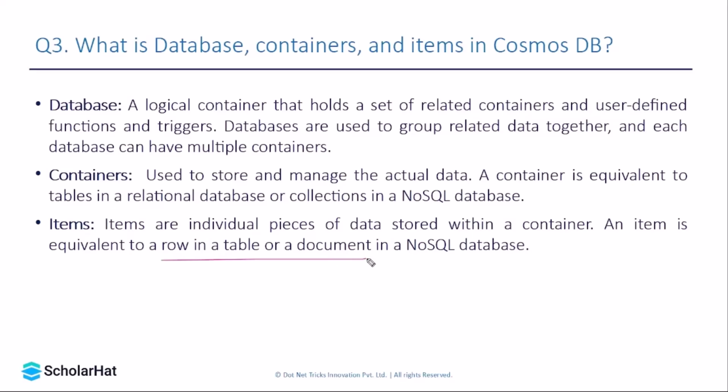As a thumb rule, a database consists of multiple containers, and a database contains a group of user-defined functions and triggers. A container is equivalent to tables in an RDBMS and collections in NoSQL. An item is something inserted inside a container, and it is a row in a table in an RDBMS or a document in a NoSQL database. So this is all about databases, containers, and items in Cosmos DB.